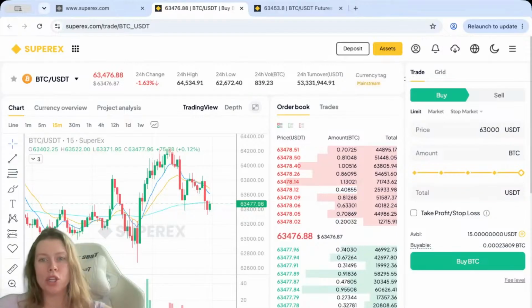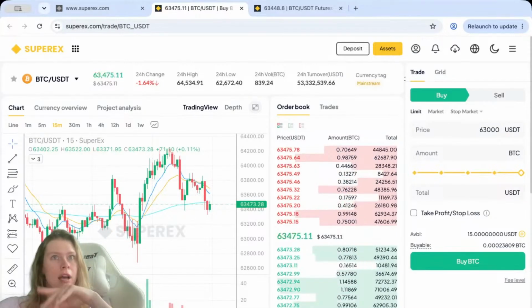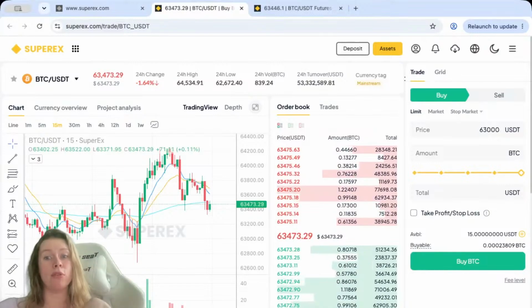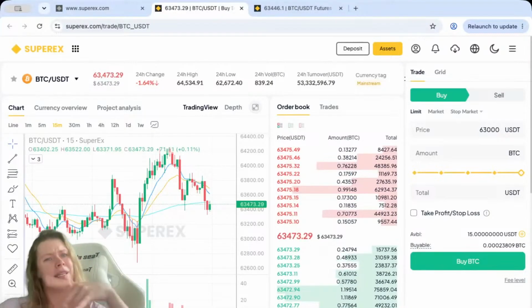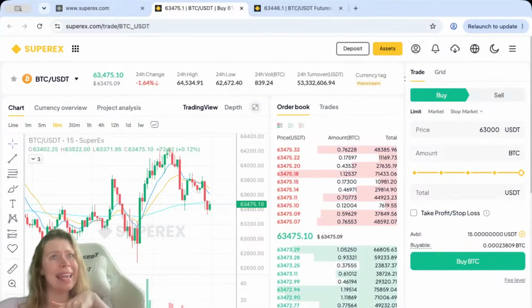Okay, here we go. So when Bitcoin touches 63,000 USDT, my buy will fill automatically. Until then, nothing's going to happen. I'm in control. I'm not chasing the market, which I really like, and I think it is the best way to do it.